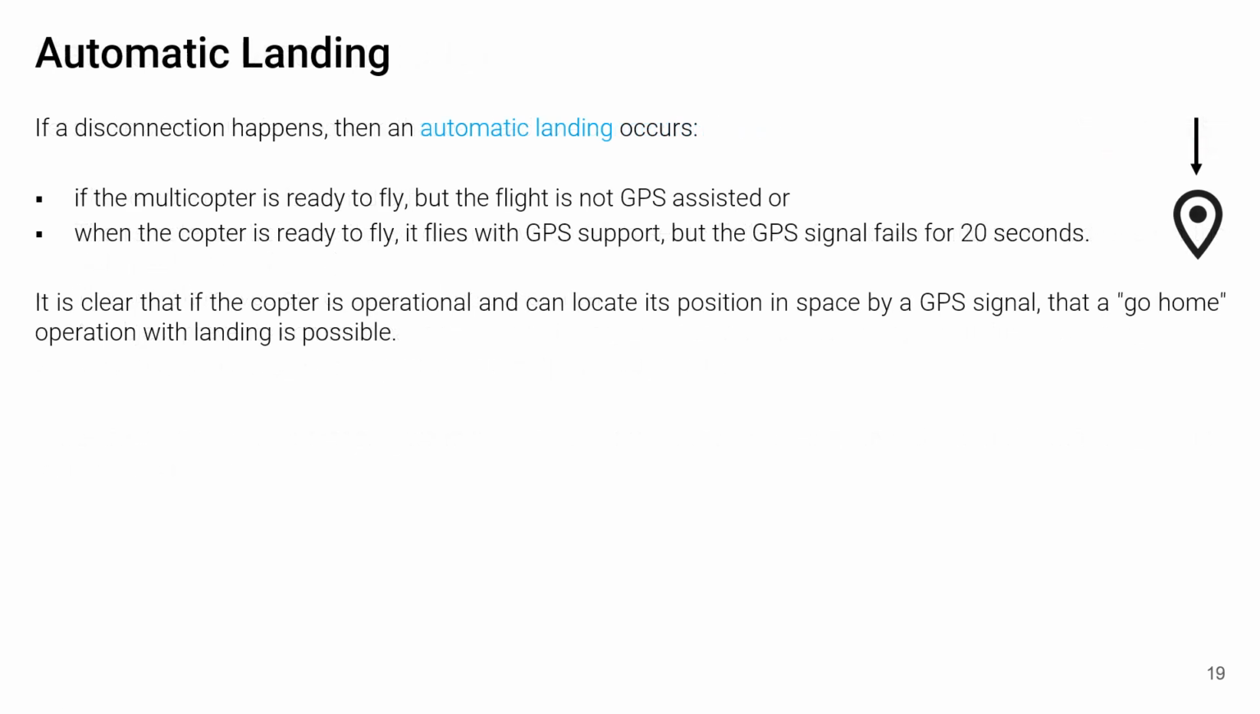If a disconnection happens, then an automatic landing occurs. This happens if the multicopter is ready to fly, but the flight is not GPS assisted, or when the copter is ready to fly and flies with GPS support, but the GPS signal fails for 20 seconds. It is clear that if the copter is operational and can locate its position in space by a GPS signal, a go-home operation with landing is possible.